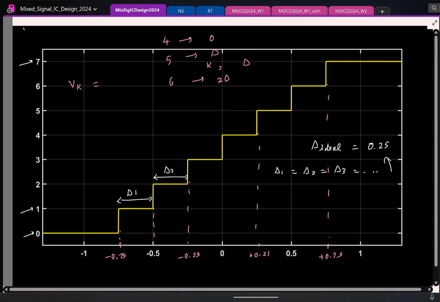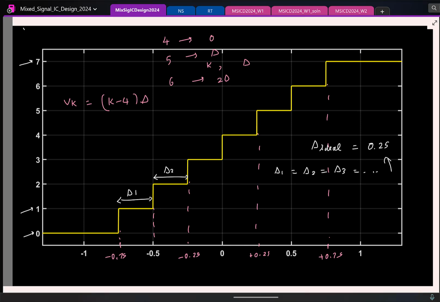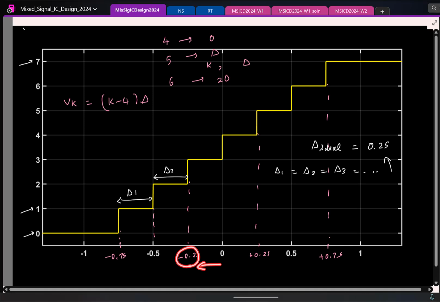From this, can you tell me what is Vk? (k minus 4) times delta, right? That's fine. Fourth code it is 0, fifth code it is delta, sixth code it is 2 delta. For the third code it is minus delta, right? So again you can see it's a straight line if I plot the transition voltage. And also if I take the difference between two successive transition voltages, what do I get? I get the step size delta.